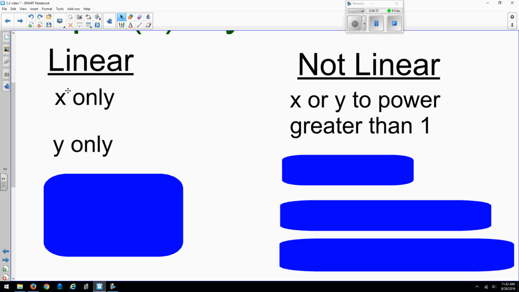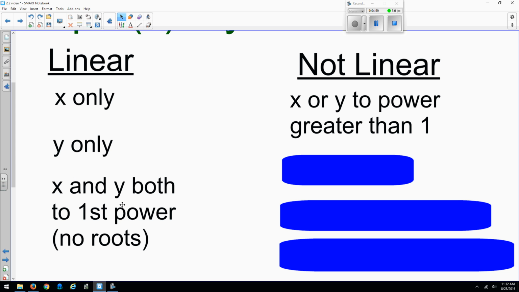So again, if it's x, remember if there's no exponent, it's assumed to be 1. So if you see x squared or x cubed or x to the 1/2, something like that, something other than 1, kind of want to change this to say a power other than 1 instead of greater than 1, then it's not linear.